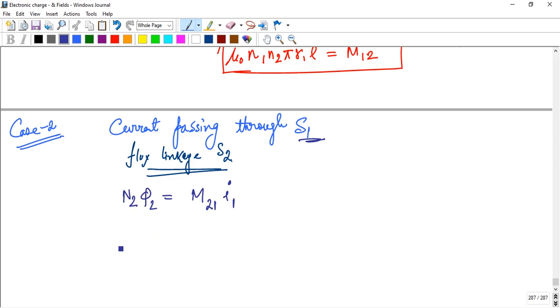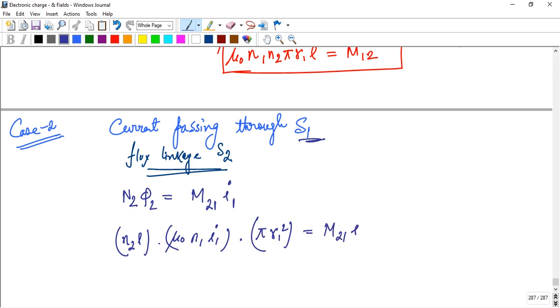So here N2 means N2, the turn density, times L, and L is the same in both coils. From Ampere's law, phi 2 is equal to mu 0 N1 I1, and the area, which is very important, is the area pi r1 square. So that is equal to M21 I1.